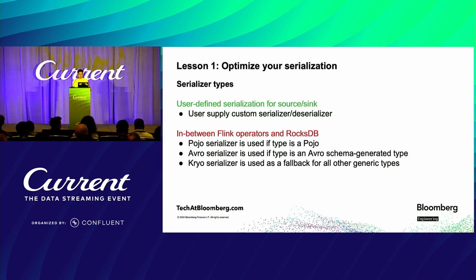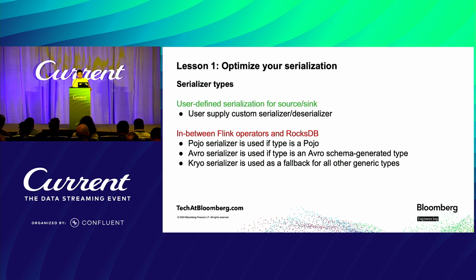However, for the serializations in between our Flink operators, or in between an operator and RocksDB, there are generally 3 types of serializers that can be used. We have the POJO serializer, which will be used if our record type is a POJO in our Flink application, where POJO is basically a plain old Java object. From there, we have the Avro serializers. As the name suggests, the Avro serializers will be used if the record type in your application is an Avro schema-generated type.